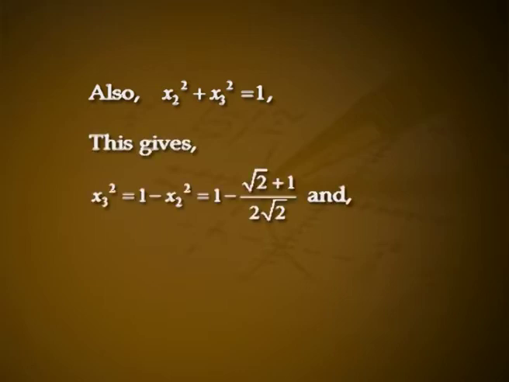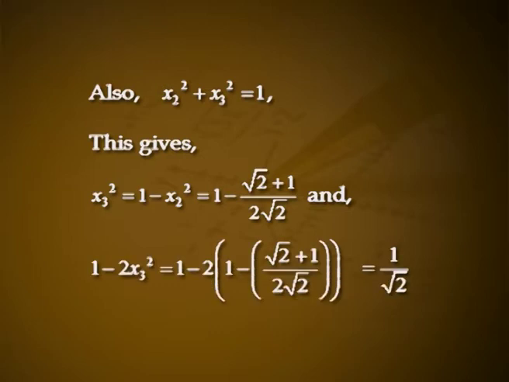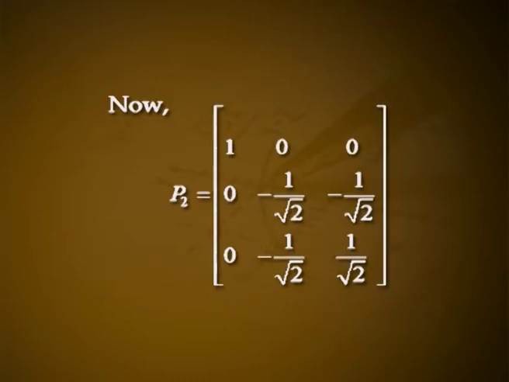Also, x2 square plus x3 square equal to 1. This gives x3 square equal to 1 minus x2 square, that is equal to 1 minus root 2 plus 1 by 2 root 2, and 1 minus 2 x3 square equal to 1 minus 2 into 1 minus of root 2 plus 1 by 2 root 2, that is equal to 1 divided by root 2. Now, P2 equal to the matrix with rows 1, 0, 0, 0, minus 1 by root 2, minus 1 by root 2, 0, minus 1 by root 2, 1 by root 2.